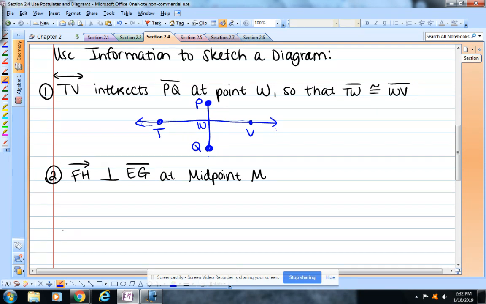So that TW, which is right here, this segment, and WV, which is this segment, are congruent to each other. So in other words, W is the what? The midpoint. Yes, PQ is the bisector because it cuts it in half, right? But point W is the midpoint of segment TV. So how can I show congruent? That symbol's important. How do I show congruent on a figure? Y'all remember? There's one thing I can do to my figure to show they're congruent.